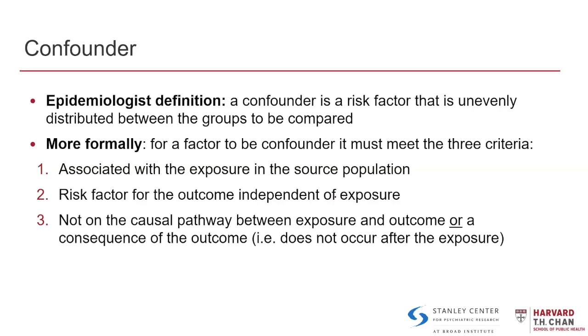A confounder needs to be a risk factor for the outcome independent of the exposure. And a confounder should not be in the causal pathway between the exposure and the outcome, or be the consequence of the outcome. So it shouldn't be downstream of the outcome, and it shouldn't occur after the exposure. We'll discuss this using several examples.